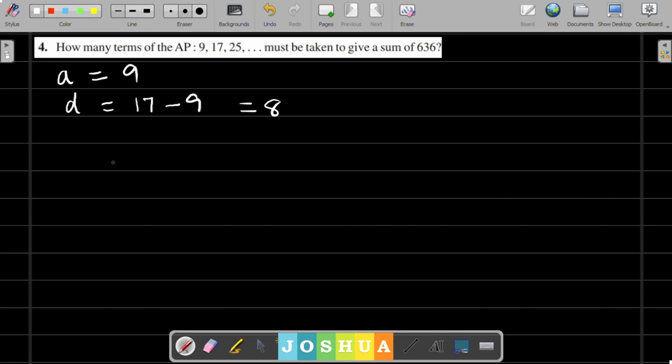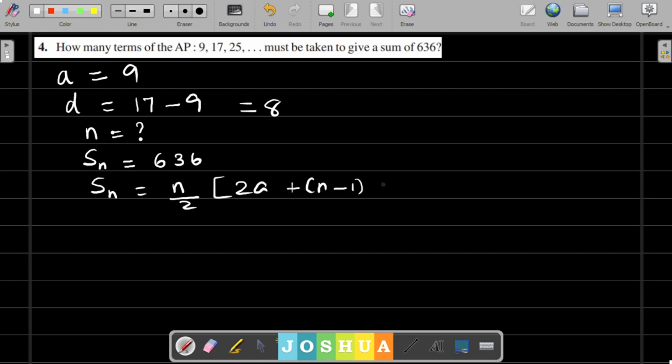Now they're asking how many terms. They're asking n is equal to what, if the sum of n terms is 636. Now we know the value of A and D, so I can use the first formula instead of the second one here. What is the formula for Sn? Sn is equal to n upon 2, 2a plus (n minus 1) times d.